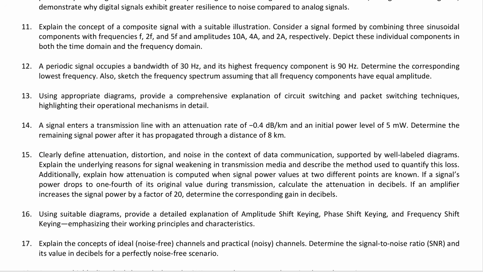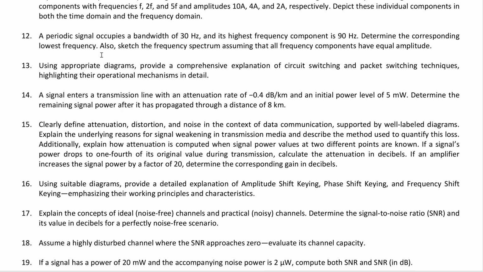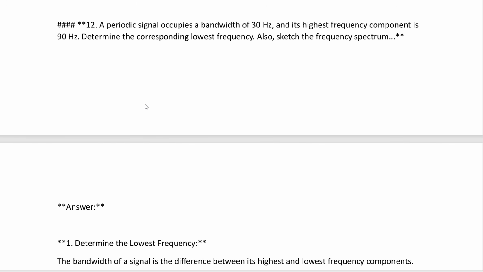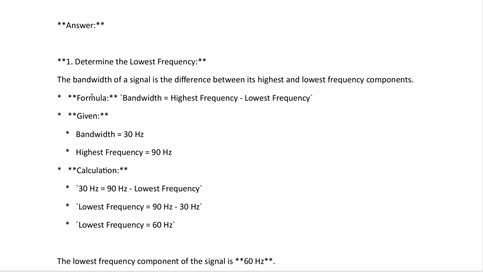Next question is question number 12. A periodic signal occupies a bandwidth of 30 Hz. So we have been given the bandwidth as 30 Hz and the highest frequency component is given as 90 Hz. Determine the corresponding lowest frequency. Also sketch the frequency spectrum, assuming that all frequency components have equal amplitude.